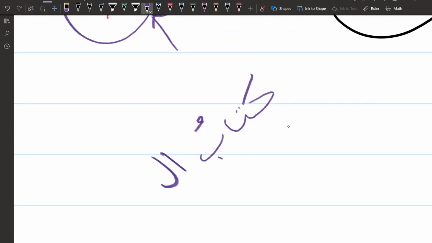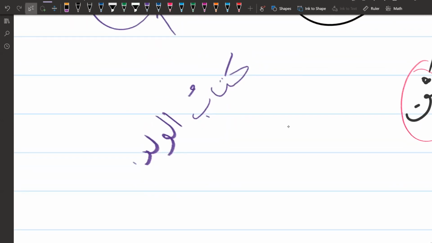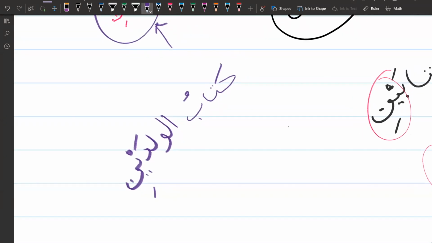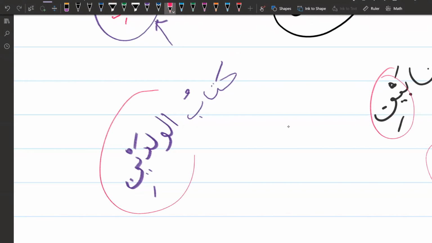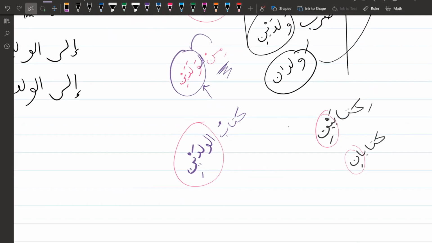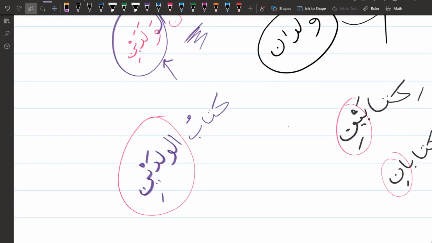So you say "kitabu al-waladaini". So now my question, is it genitive case or nominative case or accusative case? What case is this word? Yes. Why is it genitive? Mudaf ilayhi, yes. So see, this is also related to what I've been teaching you the last few weeks, which is the idafa and the genitive case. Because it is the second word of the idafa, we know this is genitive.